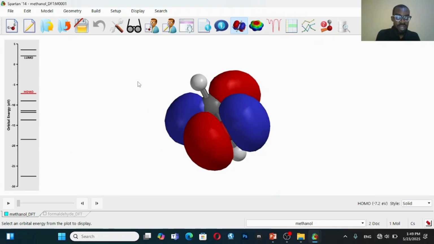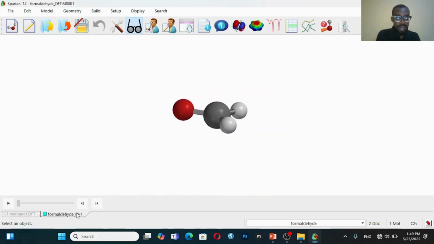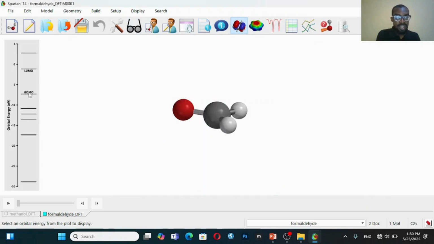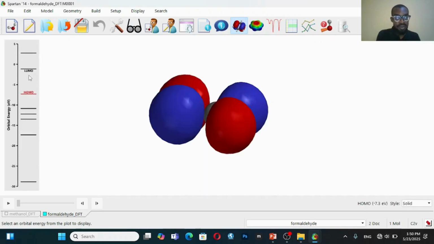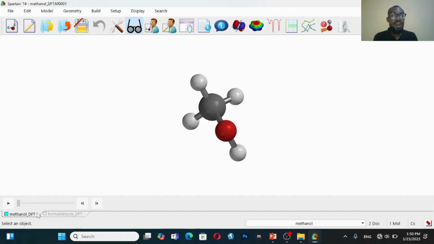Now, so we have the HOMO for this. Look at this. The HOMO for this system, that is methanol, is -7.2, while the LUMO is 2.0 electron volts. Now let's go to formaldehyde, and then let's see. We click on this. Now the HOMO is -7.3, and then the LUMO is -1.1.